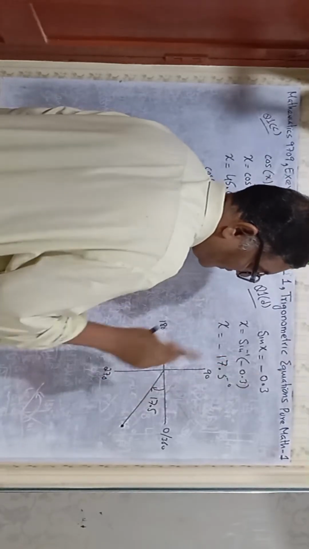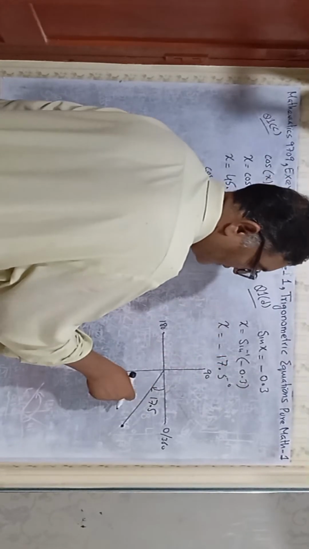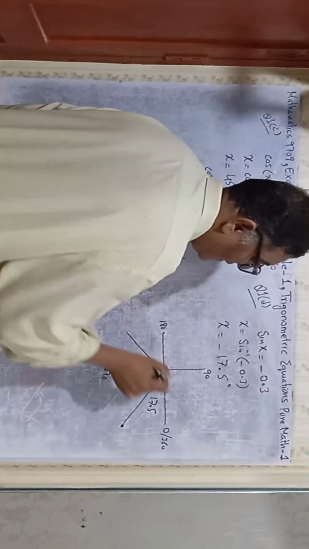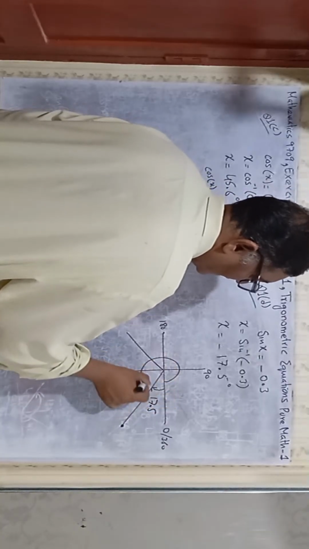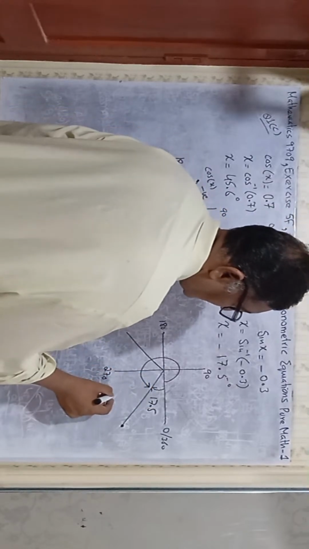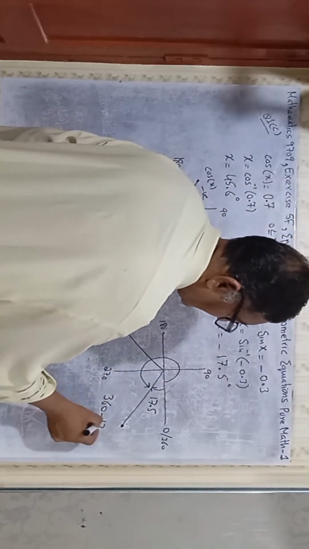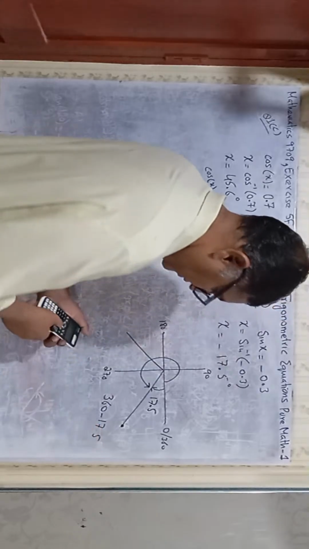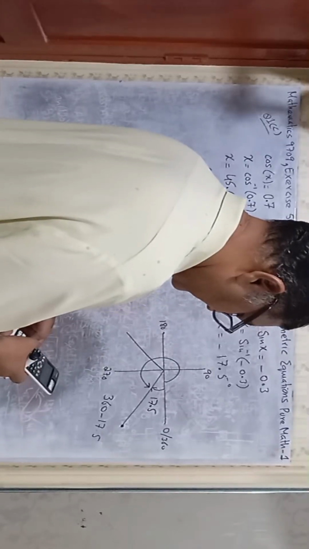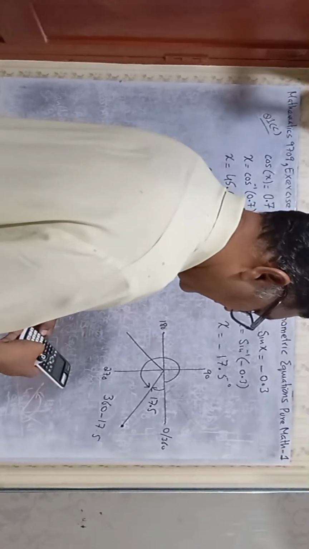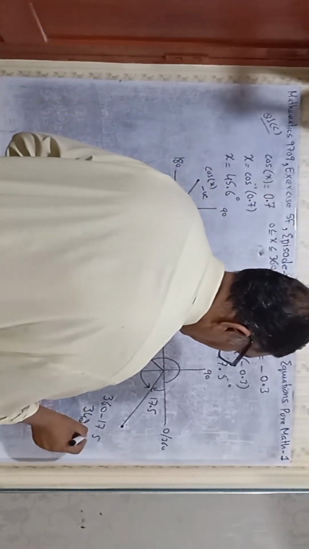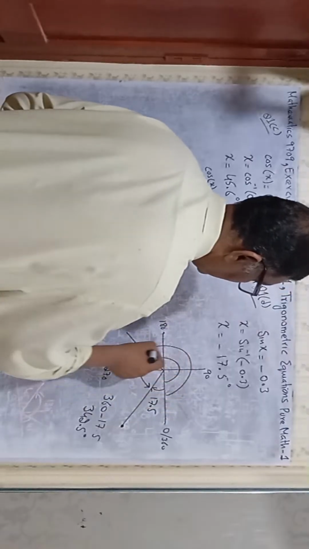Because this is negative, the sign is negative in 2 places: in the fourth quadrant and in the third quadrant. So I will also mark it here. So this angle will be how much? It will be 360 minus 17.5, because I have to give the positive angle. 360 minus 17.5 equals 342.5 degrees. And how much will be this angle?